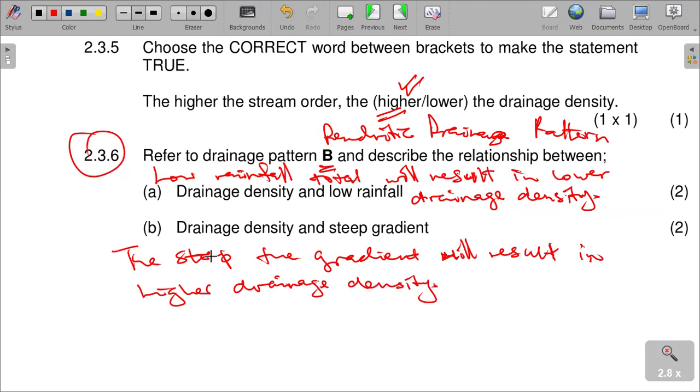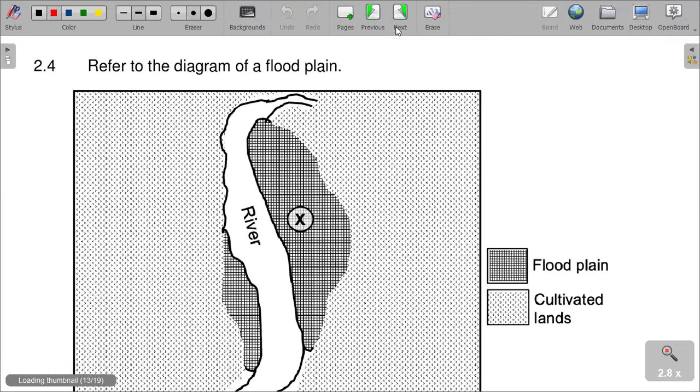The steeper the gradient, obviously class, if a landscape has got a steep gradient, what we are saying is that the steep gradient will result in what? In higher drainage density. Obviously, it means more water can easily drain, and as more water can easily drain, many streams will form as a result of the landscape being steep. So the steep gradient will result in higher drainage density. That is what will happen with regard to drainage density and steepness of the gradient.